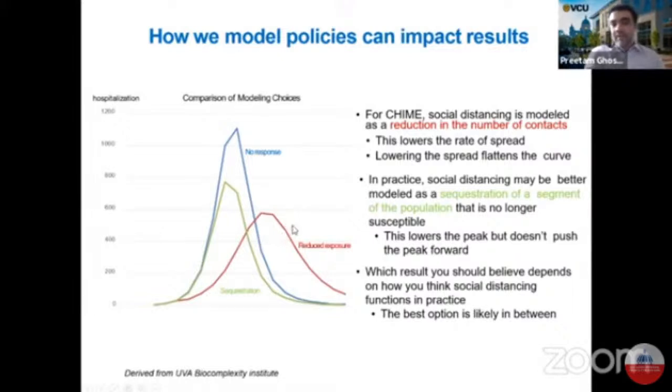However, social distancing can also be modeled as a certain segment of the population is no longer susceptible, right? So basically you're saying that if this section is doing social distancing, I will take these set of people out of my list of susceptible people that can get infected. If you do something like that, the green curve would mean that the peak stays exactly at the same place. The peak is not pushed forward. Okay, the amplitude has actually gone down with this type of social distancing. And the blue curve over here shows you the scenario where no social distancing is happening. So this is the normal spread for that specific zone.